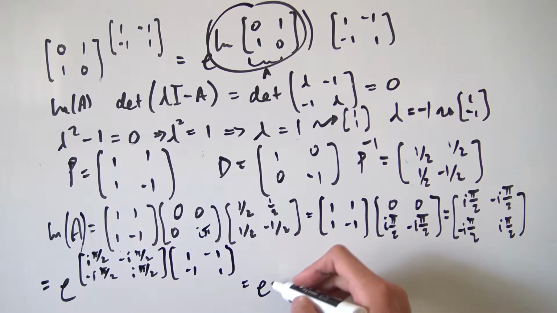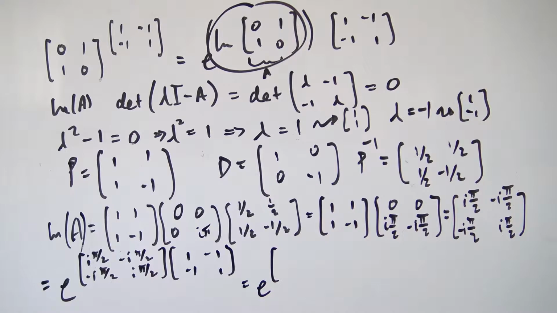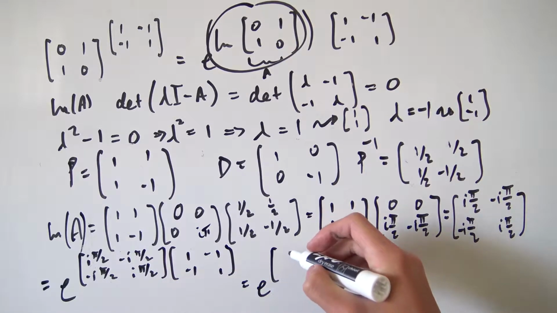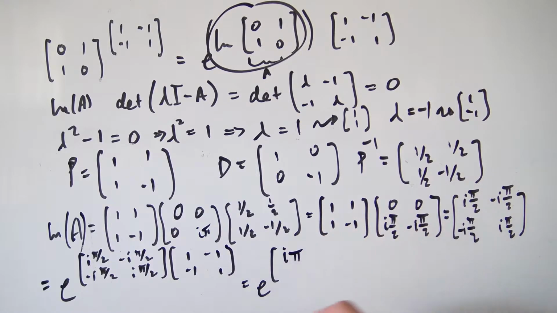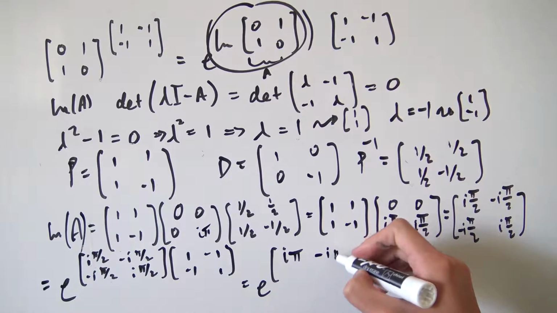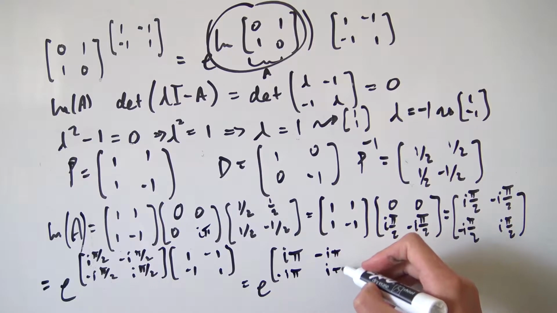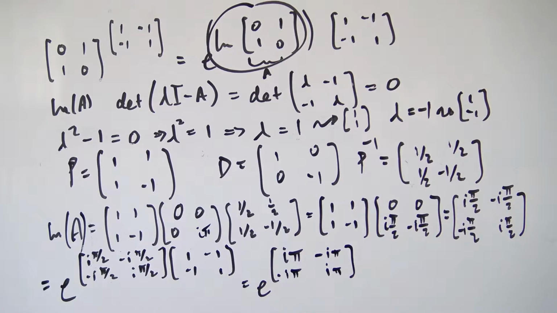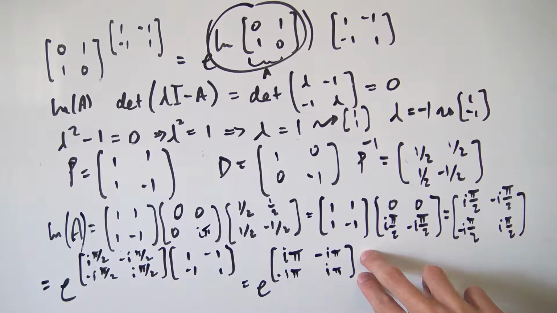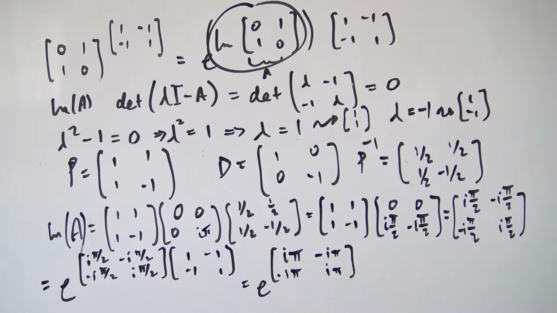And if you do that, you're going to get e raised to the matrix. Let's see, we're going to have i pi over 2 plus i pi over 2, so we're just going to have i pi. Then right here, we're going to get negative i pi actually. So negative i pi, down here is the same thing, negative i pi and i times pi. Okay, so this is our new expression for this thing right here. So e raised to this whole matrix right here. And now we have to diagonalize this whole thing again, and then we should be pretty much done.